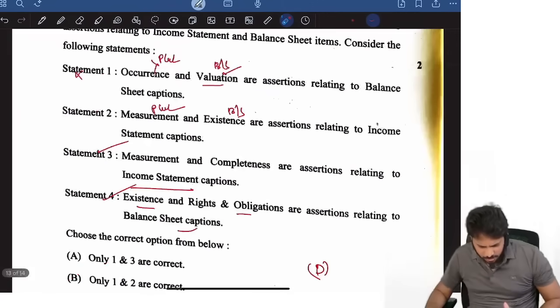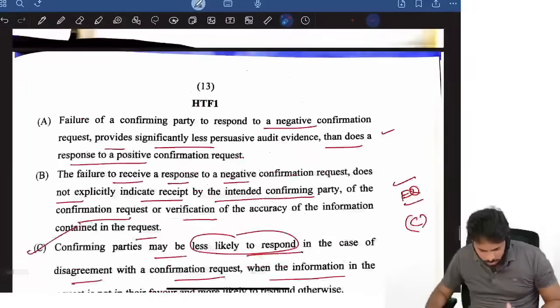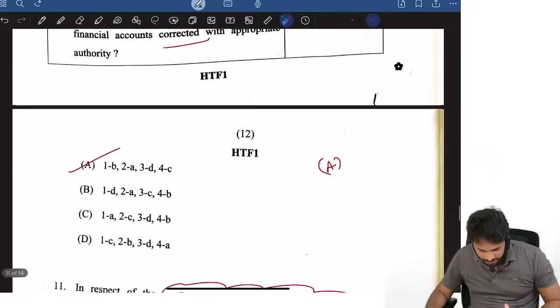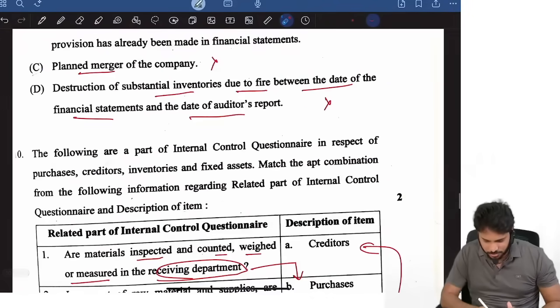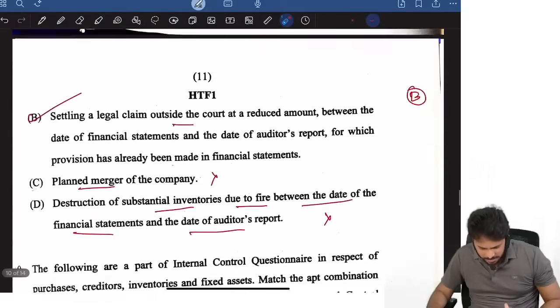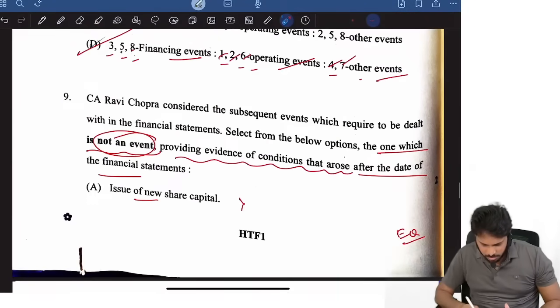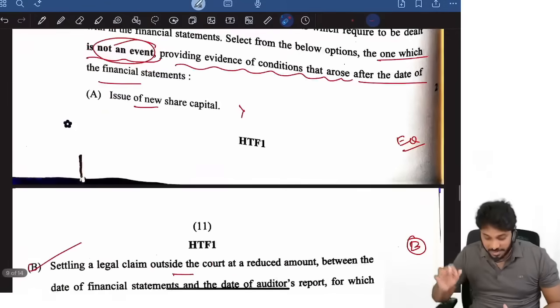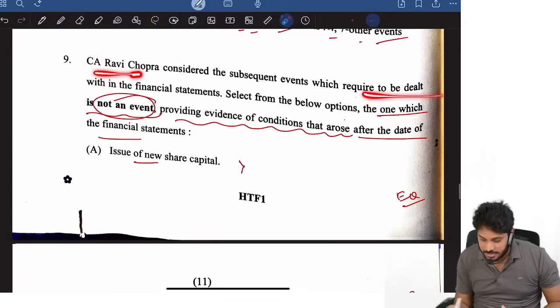10th question I missed. Which one? 14, 13, 12, 11. 10th I replied. No, just no. You see, the 10th question I told. You see carefully. The 9th I skipped. The 9th also came here. Oh, fine. The 9th I skipped. Correct.